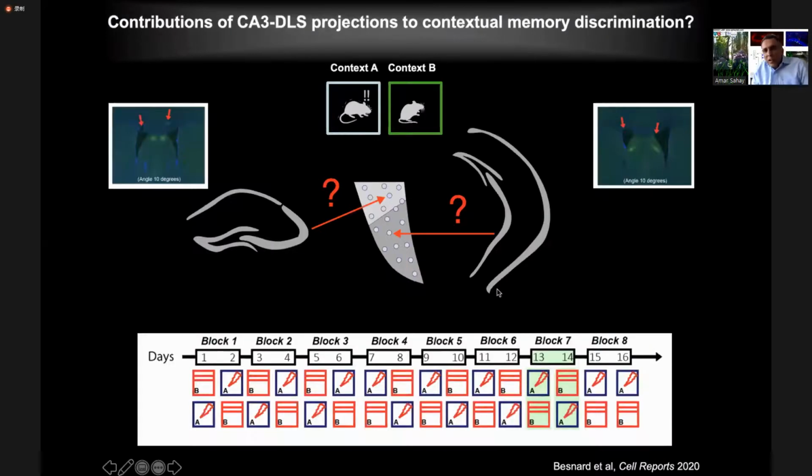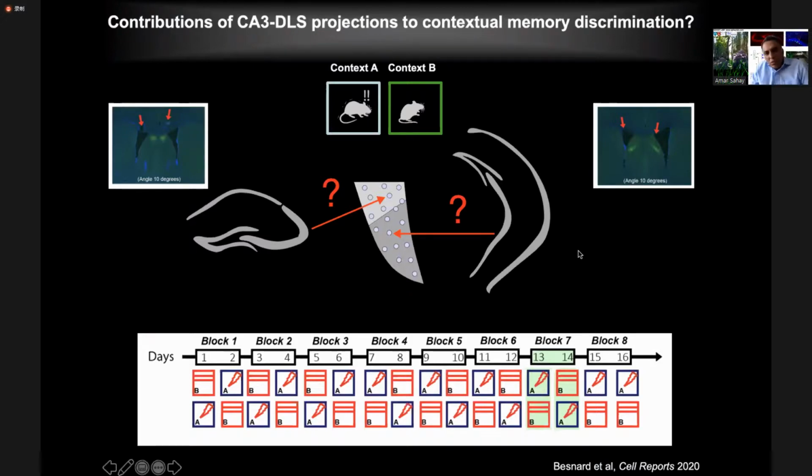To address this, he expressed channelrhodopsin in dorsal CA3, and these are the axon terminals in the medial region of the DLS, and in a separate group of mice, expressed channelrhodopsin in ventral CA3 neurons, and you can see their terminations over here in the lateral region of the DLS. Antoine then ran these animals through a contextual fear discrimination learning assay as shown at the bottom of the screen.